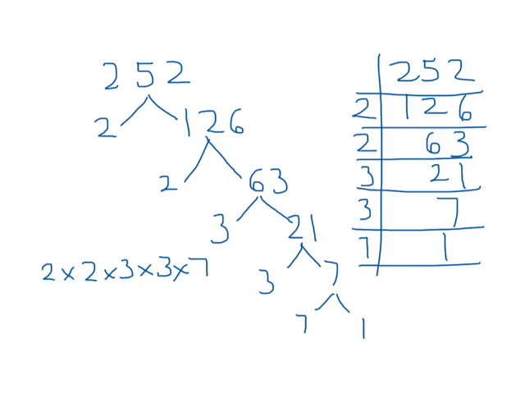And for those of you who like to write your indices or exponents, that's the same as 2 to the power 2, because there's 2 of them, times 3 to the power 2, or 3 squared, times 7. These two answers are the same. They are both correct. And that's how you do it.